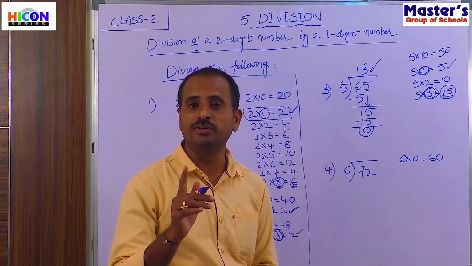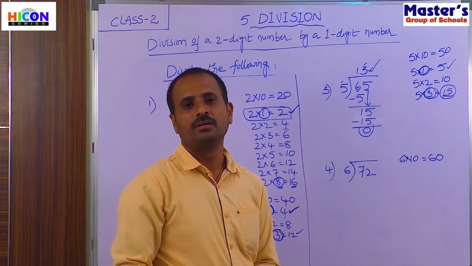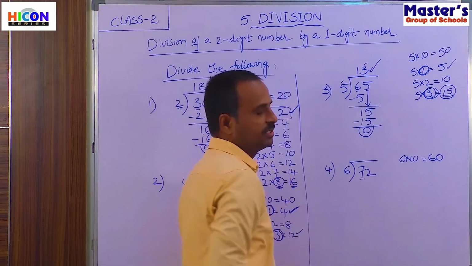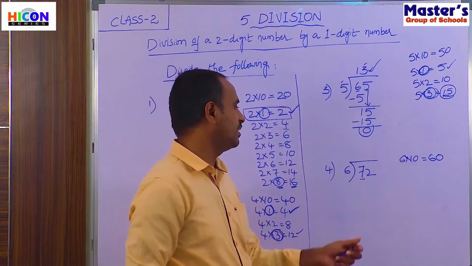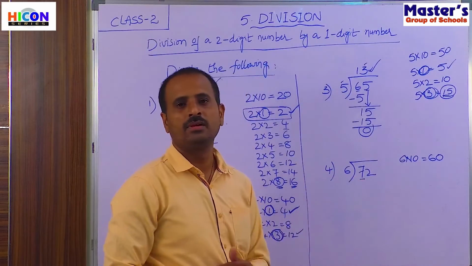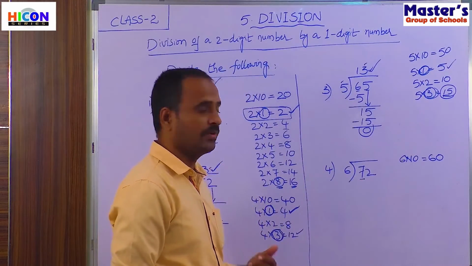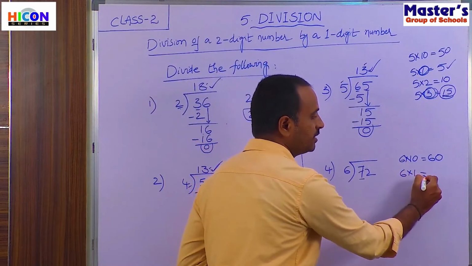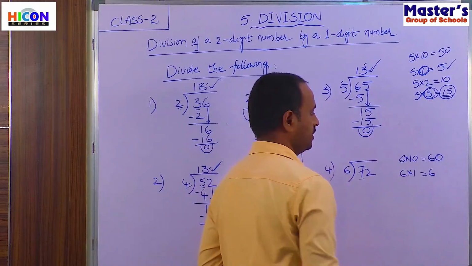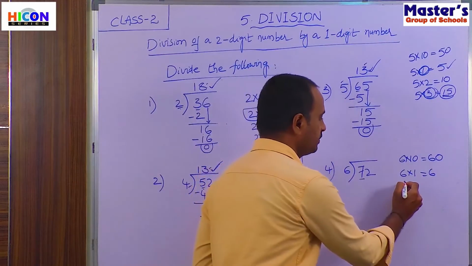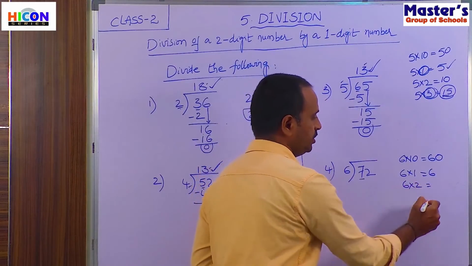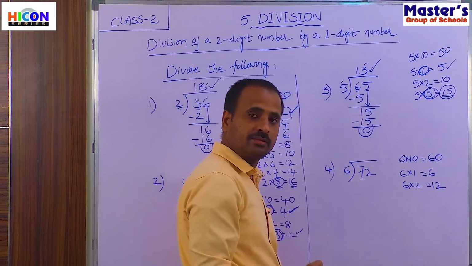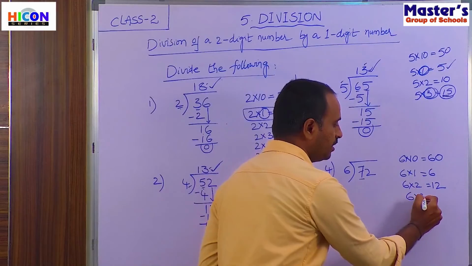So first start division by taking the first digit of the dividend. What is the first digit in the dividend? 7 is the first digit. So now let us find when the number 7 comes in the sixth table. So let us see the sixth table. Take 1 time, that is 6 ones are 6. And now take 2 times, that is 6 twos are, tell me how much? 6 twos are 12. And now take 3 times, that is 6 threes are 18.